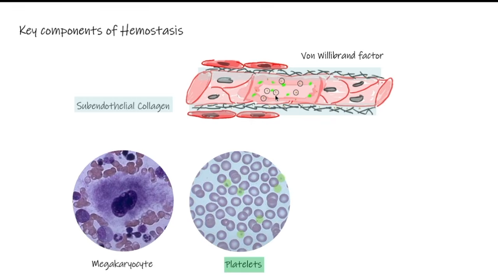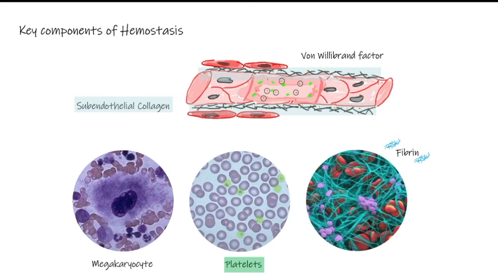Also in the blood, we have Von Willebrand factor, which I've circled. Von Willebrand factor is constantly circulating in our blood, and as long as we have intact endothelium, it will circulate freely. And finally, we have fibrin, a protein type material that will play an important role in blood clotting.